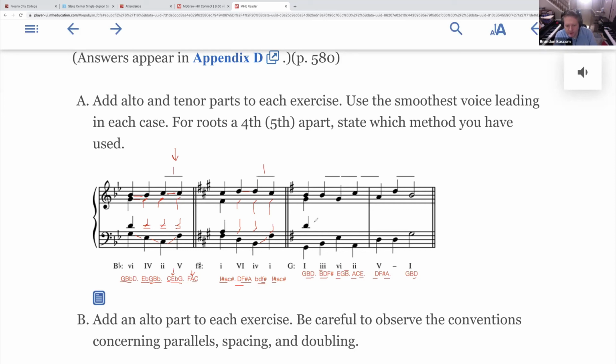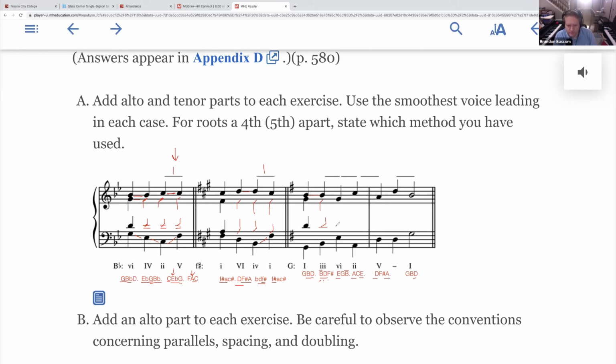All right, so 2 common tones, the B and the D. The G can drop to F sharp. We got a doubled root. We got our 3rd. We got our 5th. We all right with that?